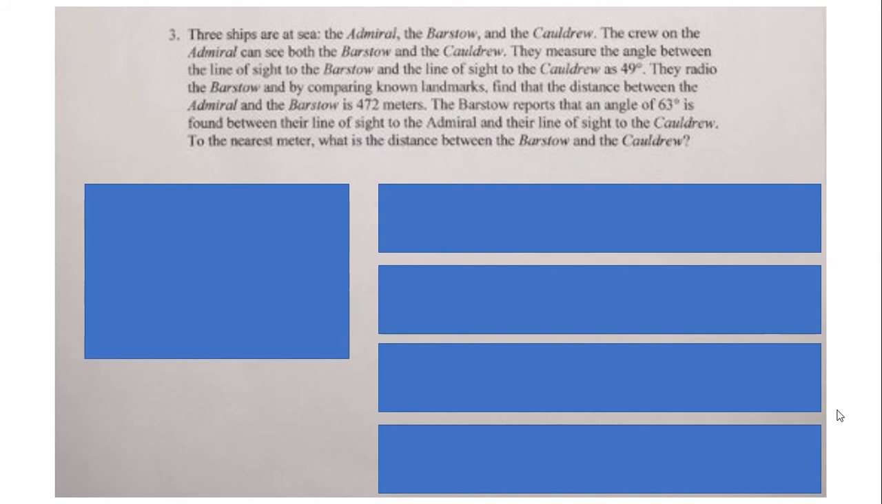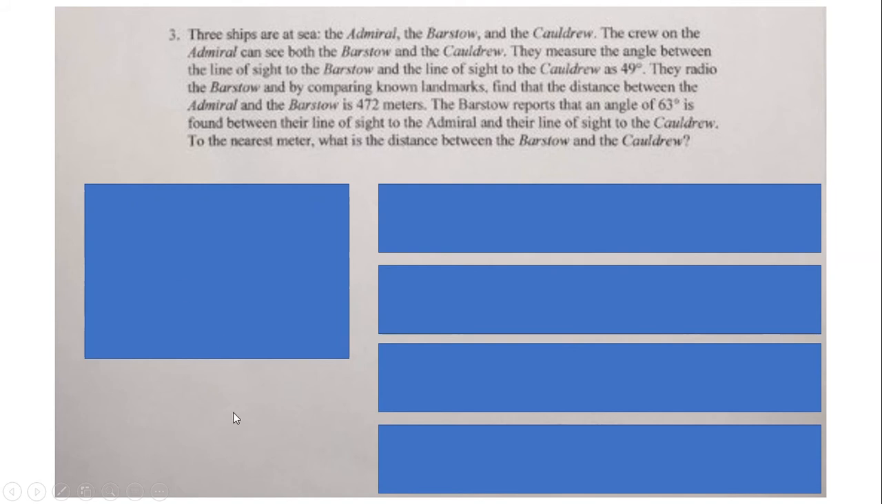The Barstow reports that an angle of 63 degrees is found between their line of sight to the Admiral and their line of sight to the Caldrew. To the nearest meter, what is the distance between the Barstow and the Caldrew?